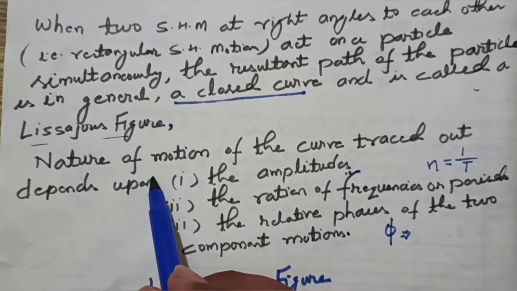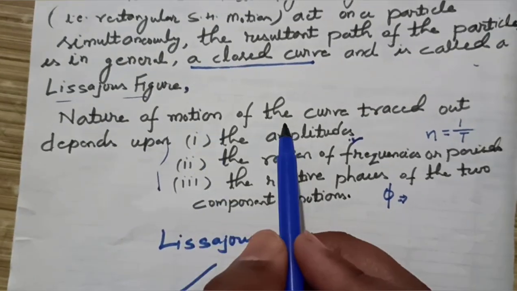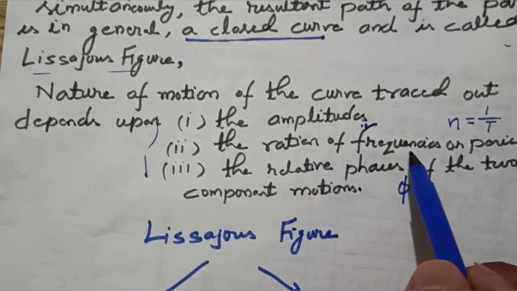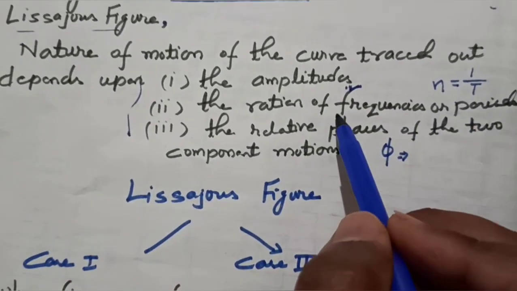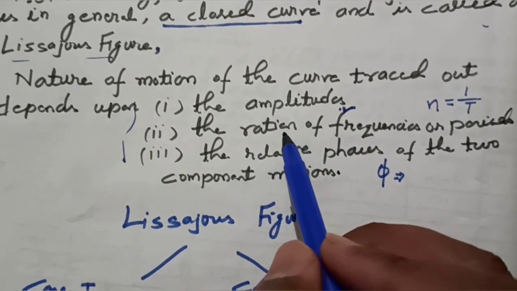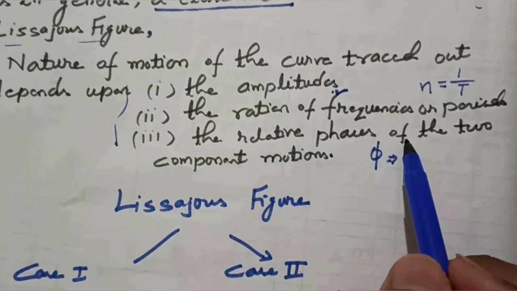So on these three factors, the nature of the motion of the curve will depend. First, the amplitude. Second, the ratio of the frequencies or the periods, which may be the same or different; this is taken into consideration. And third, the relative phases of the two component motions.